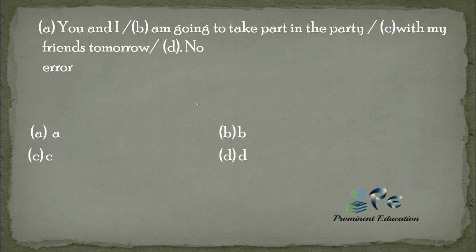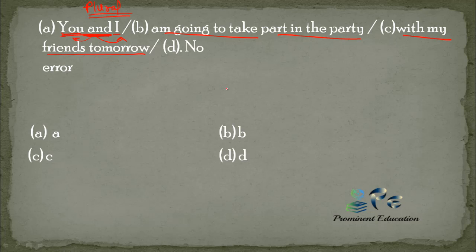Moving on to our next question. You and I am going to take part in the party with my friends tomorrow. Whenever you connect two things with and, two things connected with and always make a plural structure. Two subjects, you and I, connected with and will make a plural subject. So the subject of this statement is plural, which needs a plural helping verb.